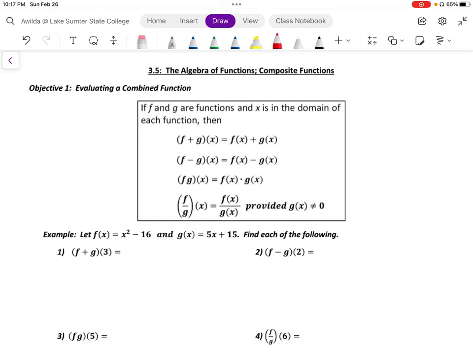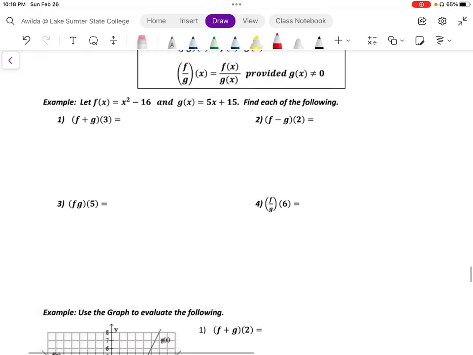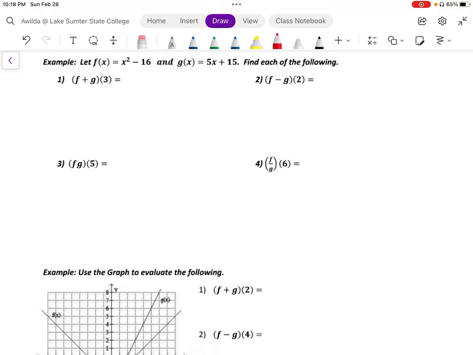(f + g)(x) is defined as f(x) + g(x). Straightforward enough. (f − g)(x) is equal to f(x) − g(x). Again, no surprise here. The same is true when we're multiplying. (f · g)(x) is equal to f(x) · g(x). And finally, f divided by g, when evaluated at x, is equal to f(x) divided by g(x), as long as the denominator is not 0. Let's look at some examples to show you how this works.